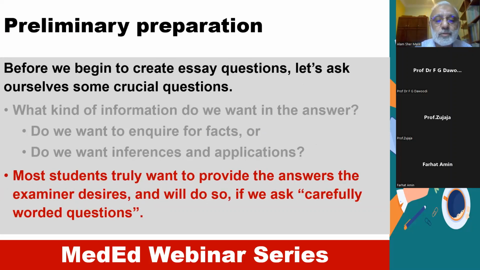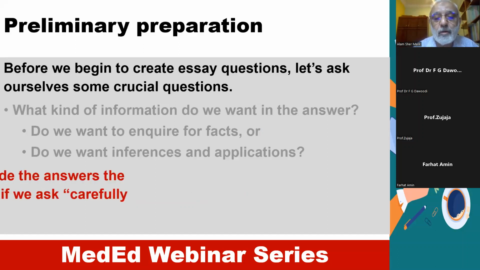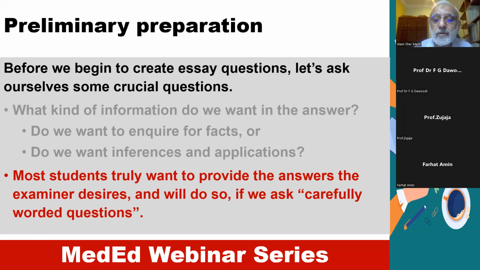Most students truly want to provide the answer that the examiner desires and will do so if we ask carefully worded questions. If we look at this statement, obviously, if we want to test only the facts, then an essay question would not be the appropriate method. But if we want to assess inferences and applications, then essay questions would be most appropriate. However, the condition is that our questions should be carefully worded so that students can answer the way we want them to answer.